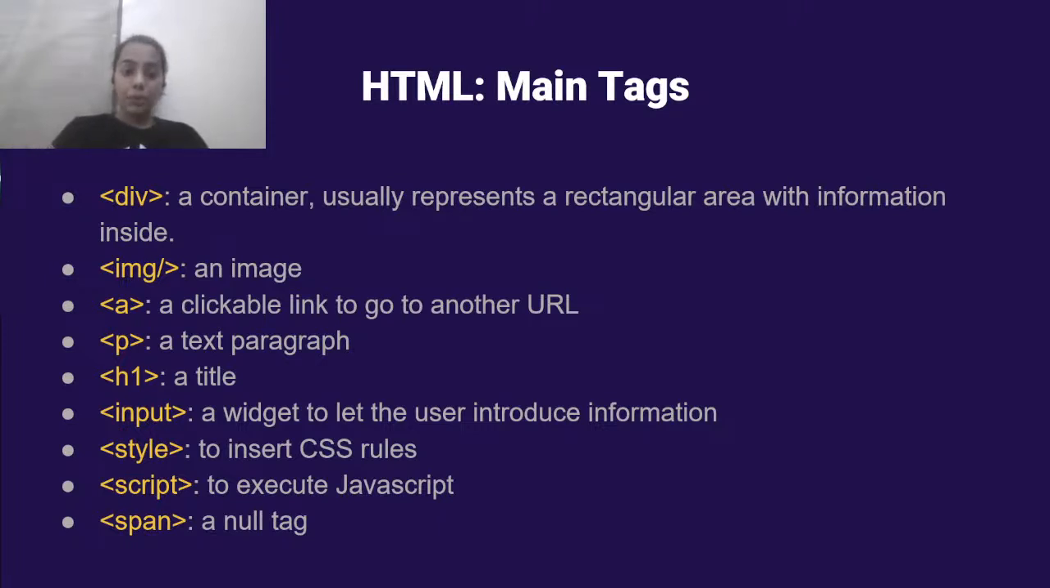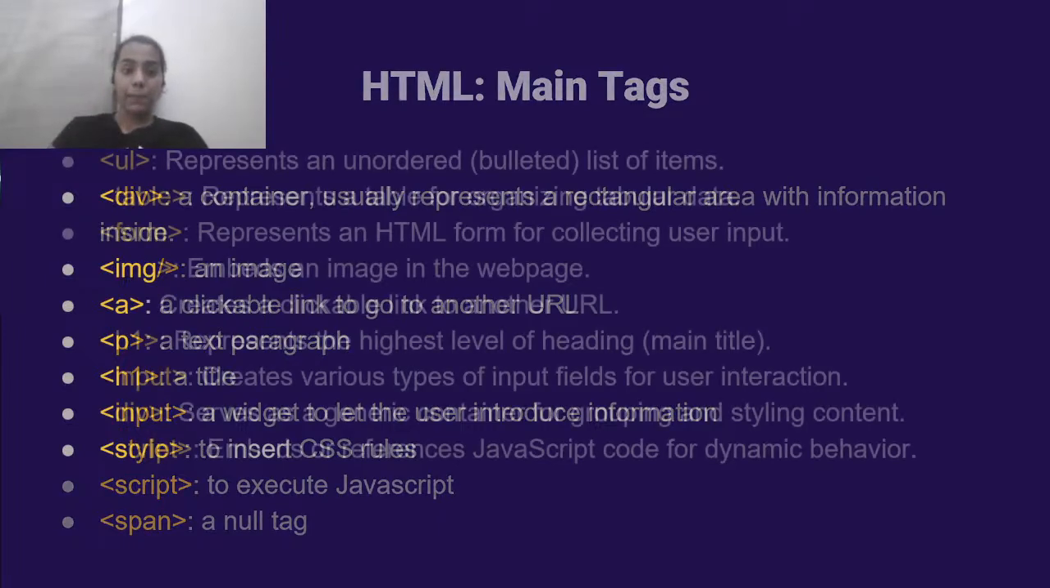Next, we have the input tag, which is a widget to let a user introduce information. So this input tag is helpful in the formation of forms or any other place where we need the user to input information. Style tag is used to insert CSS rules, which we'll be learning about later. Next, we have the script tag, which is used to execute JavaScript, and span tag, which is a null tag.